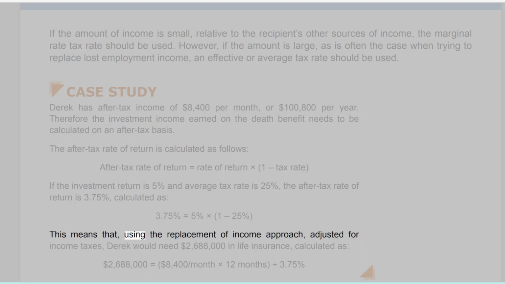This means that, using the replacement of income approach, adjusted for income taxes, Derek would need $2,688,000 in life insurance, calculated as $2,688,000 equals $8,400 per month times 12 months, divided by 3.75%.